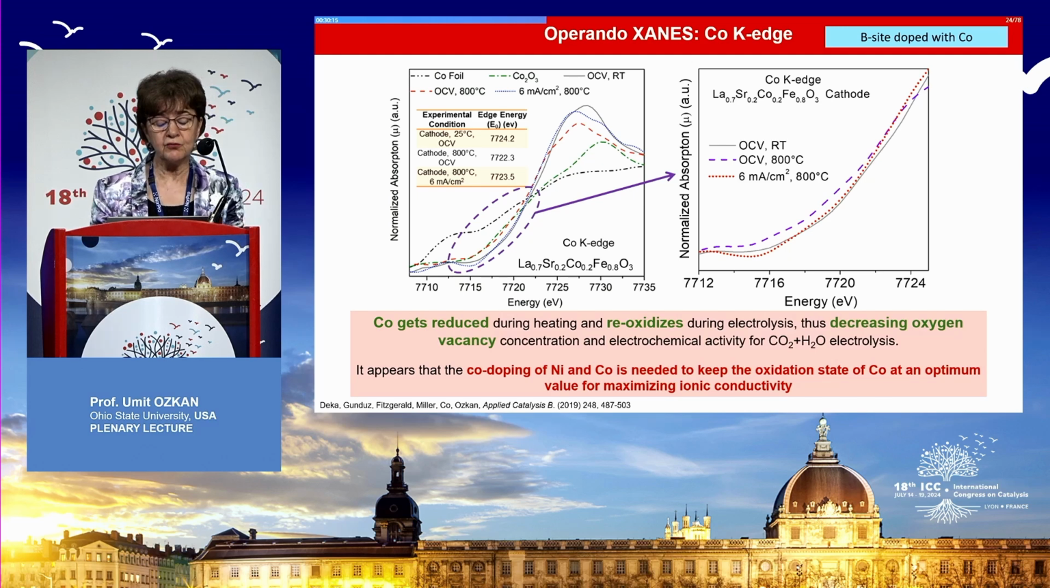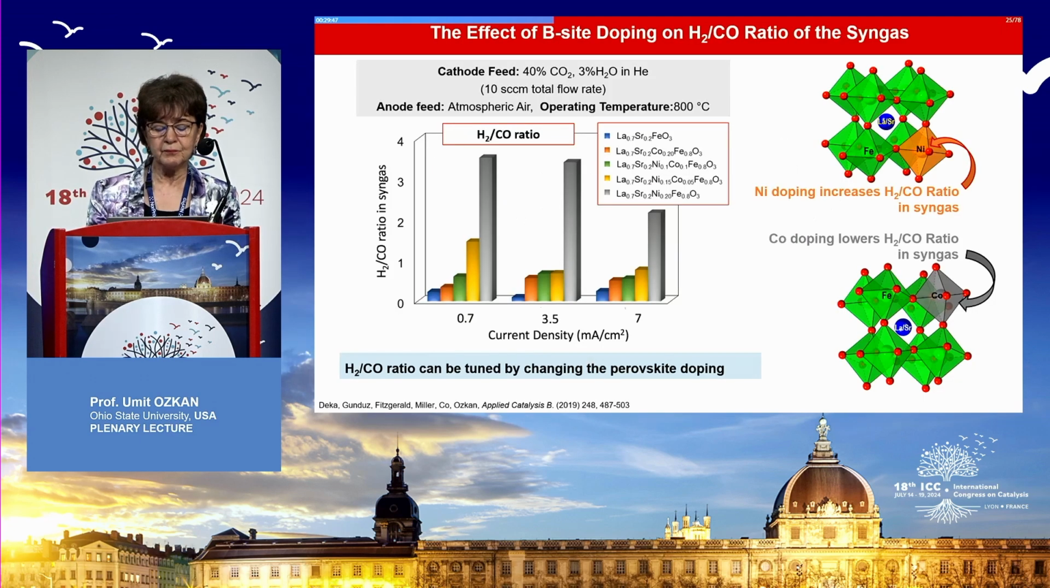If we look at that region a little more closely, what we see here is that cobalt is first getting reduced when we heat it, and then it is getting reoxidized during electrolysis, thus decreasing the oxygen vacancy. But if we repeat this experiment with a co-doped sample, we see that cobalt is not really changing during electrolysis, so the presence of nickel is really keeping cobalt in a more stable state.